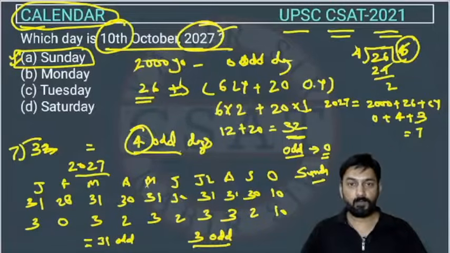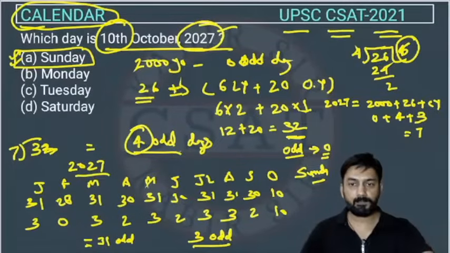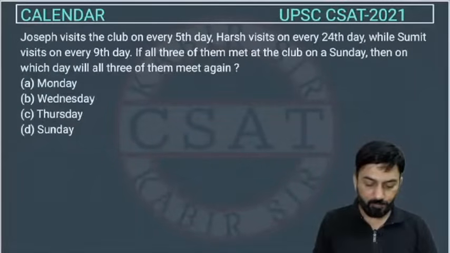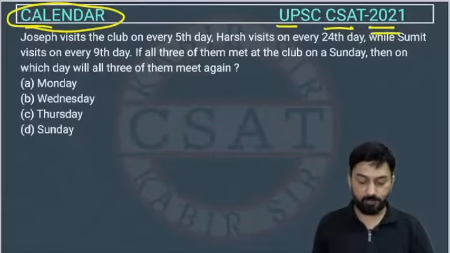So I hope you all got this. If you guys still have some issues, you can connect with us and I will explain this question to you personally again. Okay. So this is a question from the calendar chapter asked by UPSC in the CSAT paper of 2021.